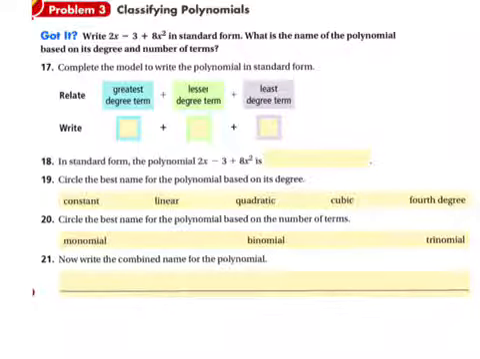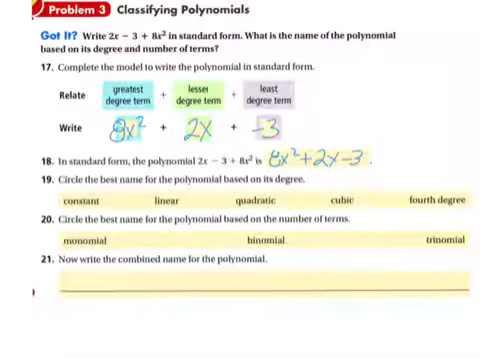We're going to write 2x minus 3 plus 8x squared in standard form, and we'll name it based on its degree and the number of terms. The greatest degree term is 8x squared. Then we have a positive 2x, and then we have a minus 3 as our constant. So to write this in standard form: 8x squared plus 2x minus 3. Because the highest exponent is 2, this is a degree of 2. Something that has a degree of 2 is a quadratic. It has 1, 2, 3 terms. 3 terms means it's a trinomial. So this is a quadratic trinomial.